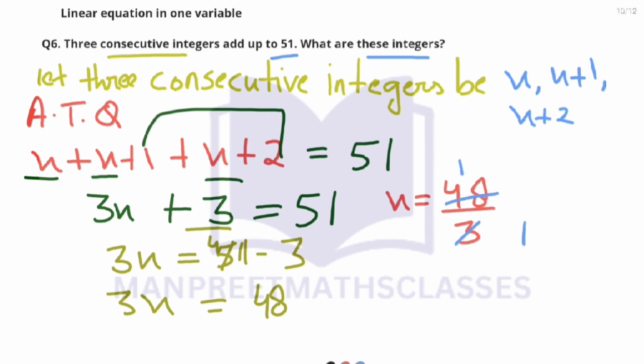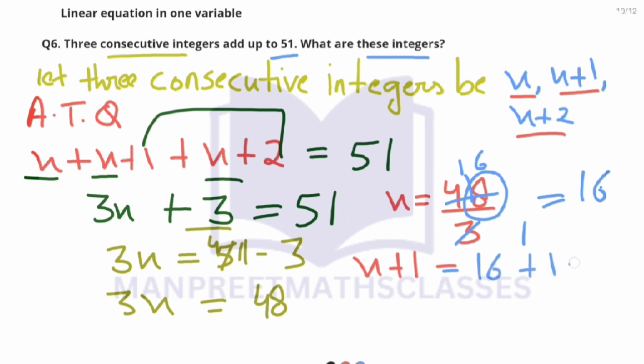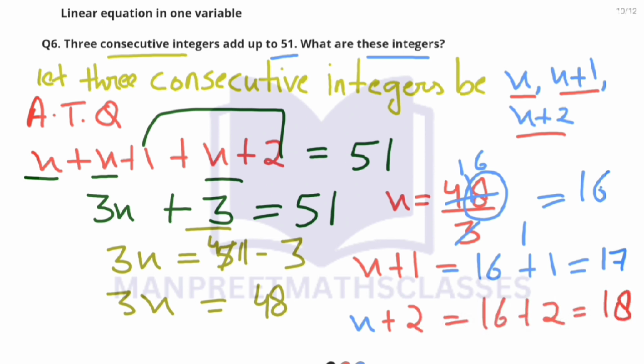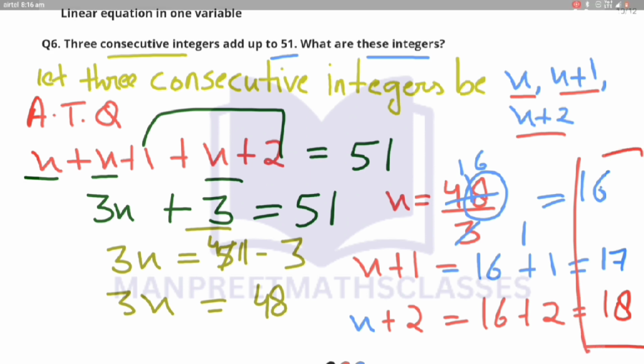So 3 ones are 3, 1 carry, this becomes 18. Now 3 6 are 18. So value of x is 16. And our 3 numbers are x, x plus 1 and x plus 2. So 16. And the value of x plus 1 will be 16 plus 1, that is 17. And the value of x plus 2 is 16 plus 2, that is 18. So 3 consecutive integers are 16, 17 and 18.